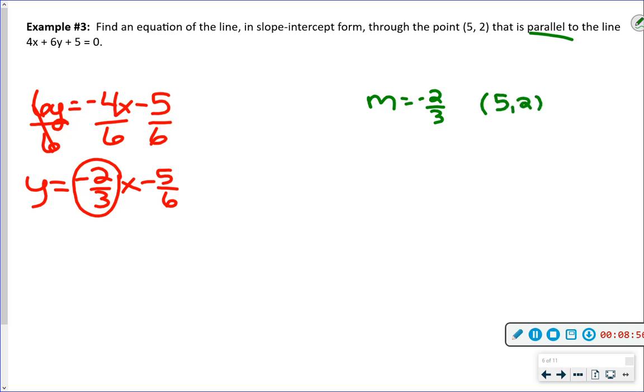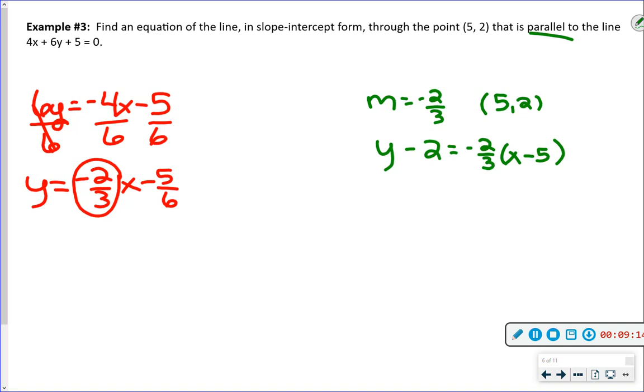So again, I'm looking at my information. I'm going to use point-slope form again. y minus the y coordinate, the slope, x minus the x coordinate. Now you're in point-slope form.